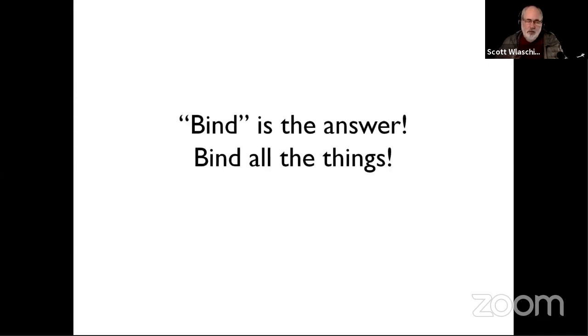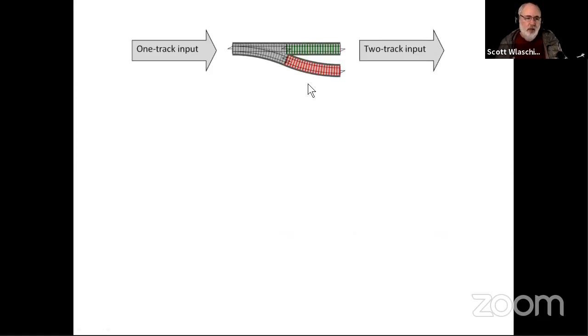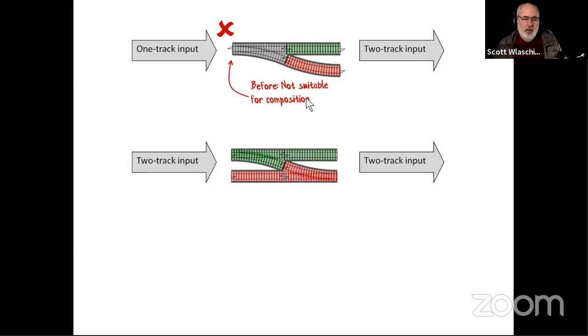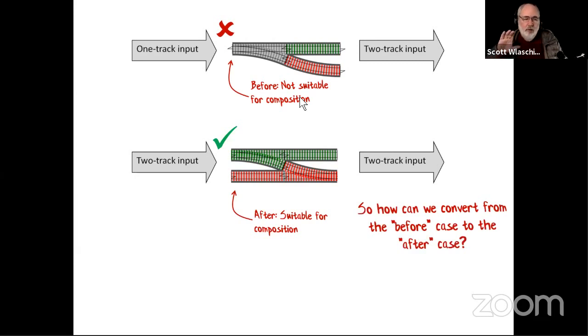And so the answer is bind. Bind is a special function, or a concept, that we use to solve this problem. Functional programmers love to use the word bind. They get very excited by the word bind. So here's what we start with. We have this one track input and a two track output, and these do not compose, right? Because they don't match up. Now, if we had a two track input and a two track output, that would compose because we can just connect the inputs and the outputs. So the first one is no good, but the second one is good. If we can convert the first one into the second one, we've solved our problem. How can we convert the first kind of thing into the second kind of thing?